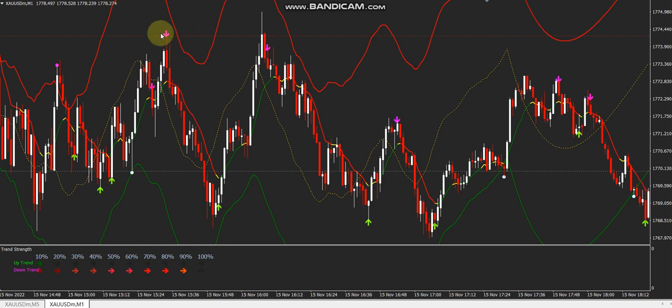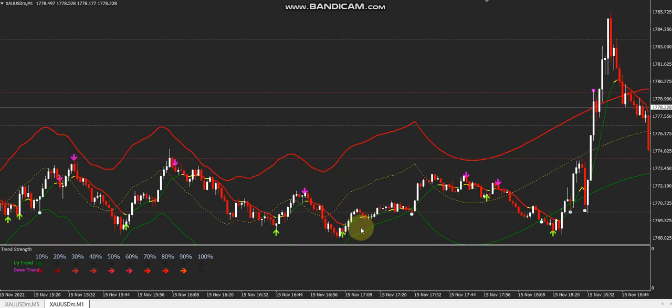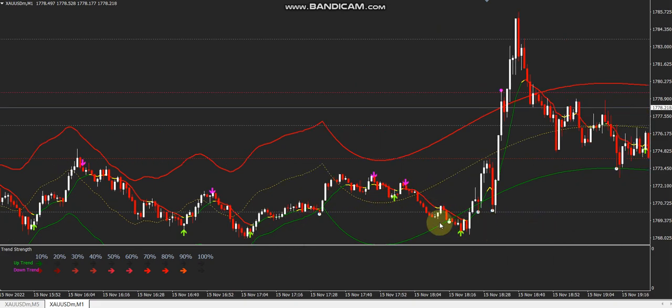For those who prefer the 1 minute, these ones close to the red line, I'll take them. Buys close to the green line, I'll take. This one is valid. This one I would not take. This one I'll take. This one I'll buy. Yeah, I took this one actually. I took this one, and that was my last trade for the day.